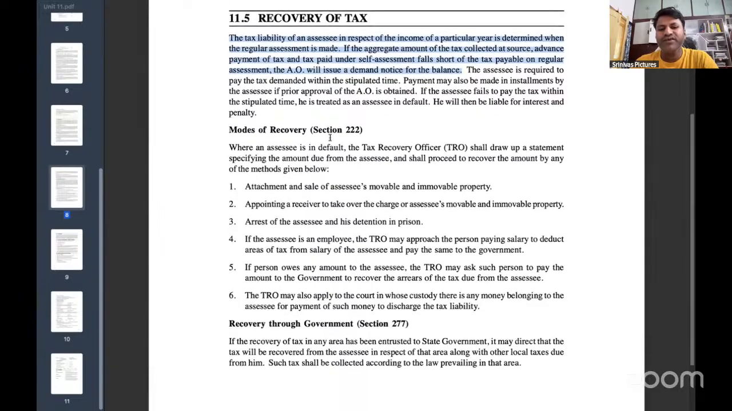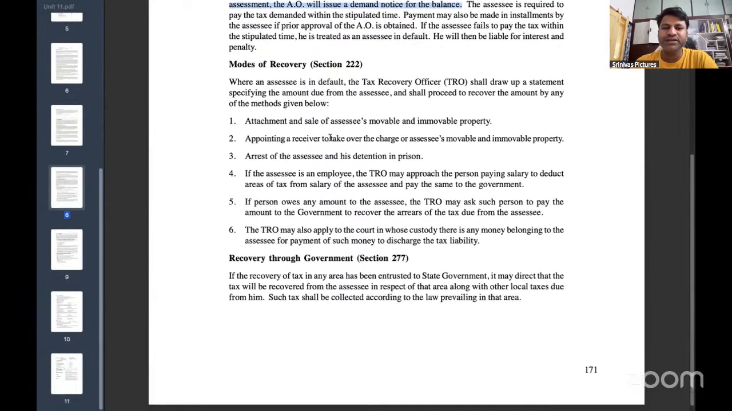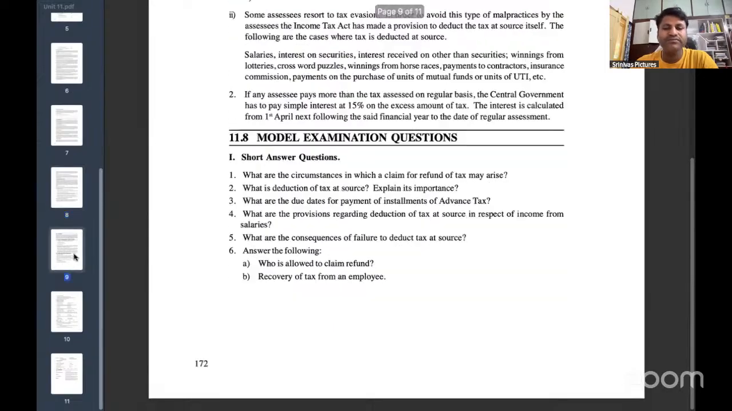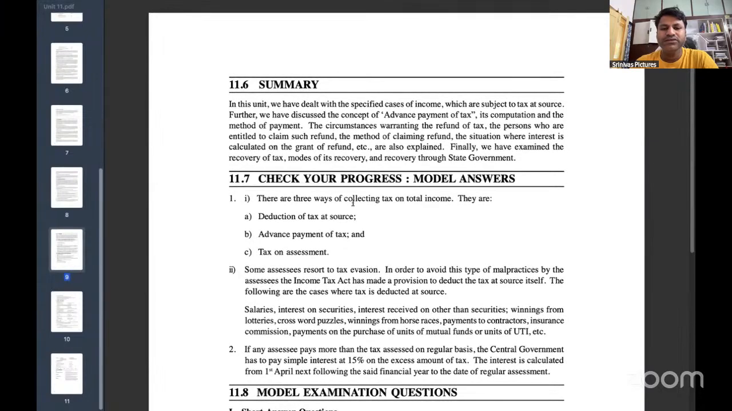Mode of recovery. Section 222 talks about the mode of recovery, where in case of assessee default the tax recovery officer shall follow this: attach and sell the assessee's movable and immovable property, appoint a receiver, or arrest the assessee and detain him in prison. So that is the legal procedure they are going to take. So this chapter talks about tax deducted at source, deduction of tax at source, advance payment of tax, recovery of tax, and penalties.